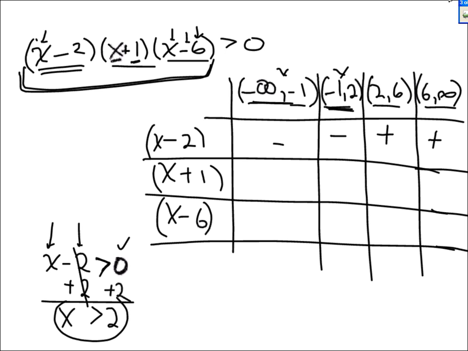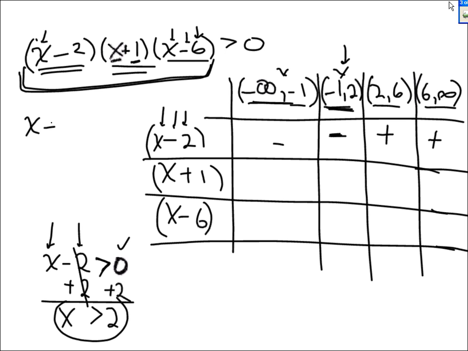The first two, x minus 2, will be negative. I mean, you can take a number. What's in between negative 1 and 2? I would pick 0. Well, 0 minus 2 is negative. Okay, so we did x minus 2.